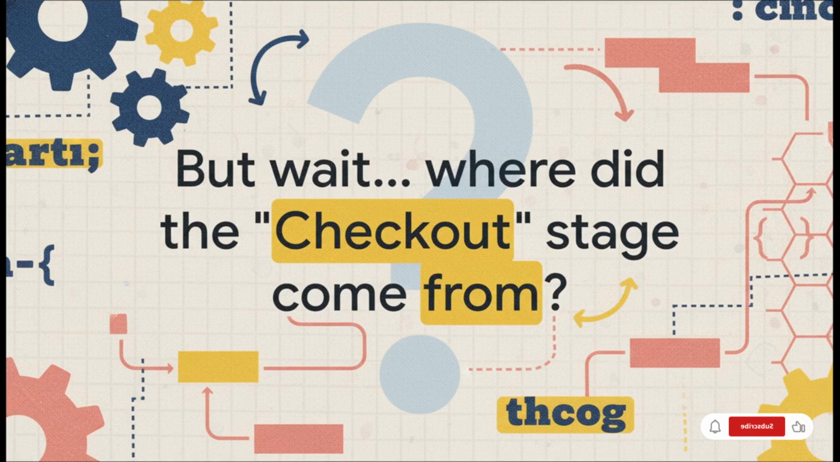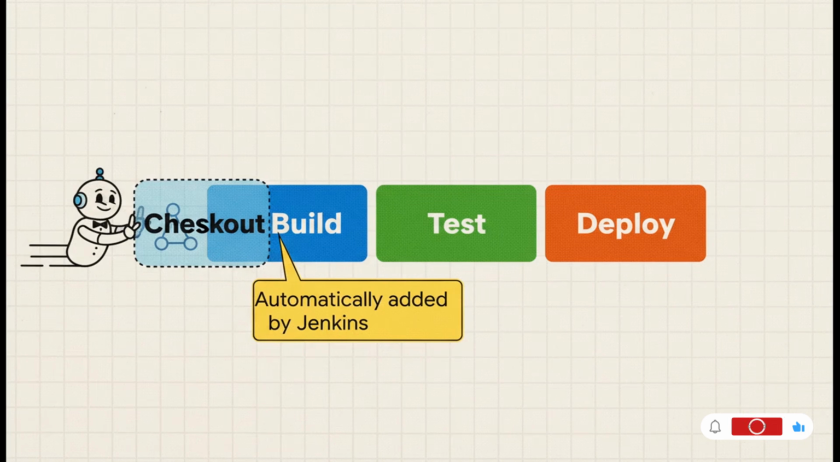But if you've run a pipeline before, you might be looking at this and thinking, hang on a second, there's usually a checkout stage at the very beginning. I didn't write that in my Jenkinsfile, so where did it come from? And that is a great question with a simple answer. That stage is added for you automatically by Jenkins. When you set up the job in the Jenkins UI and you point it at your Git repository, Jenkins is smart enough to know that the very first thing it needs to do is, well, check out your code. So it just prepends that stage for you.